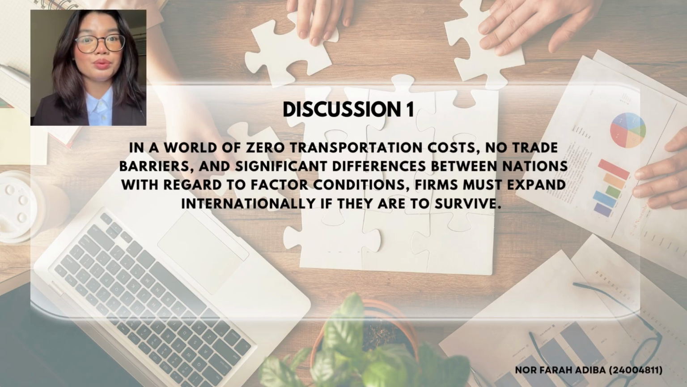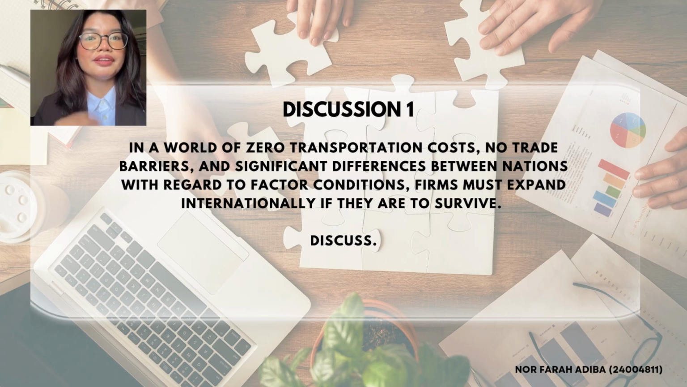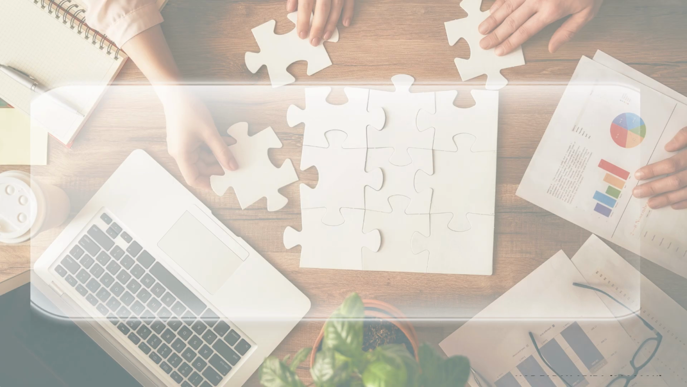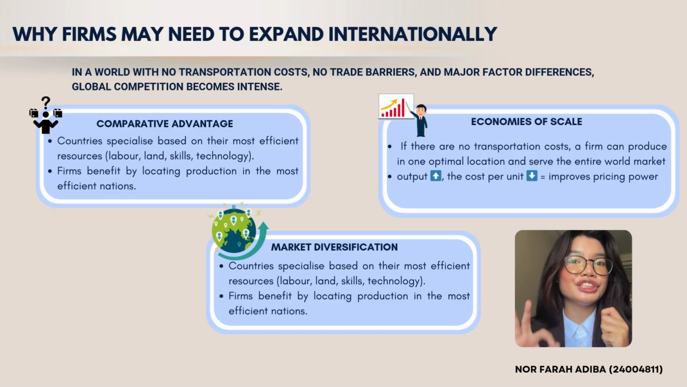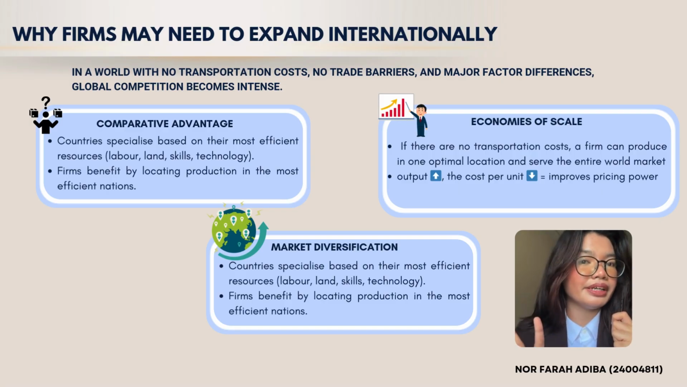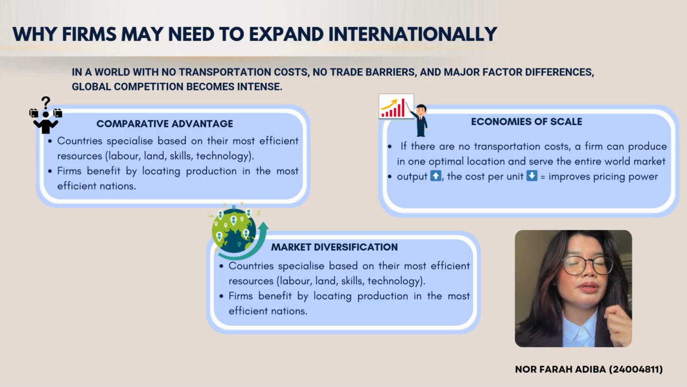Discussion 1. In a world of zero transportation costs, no trade barriers, and significant differences between nations with regard to factor conditions, firms must expand internationally if they are to survive. Discuss. This question imagines a world with three major assumptions. First, there are no transportation costs, there are no trade barriers, and countries still differ significantly in their resource conditions. In such a situation, global markets become fully open and companies must consider how to stay competitive.